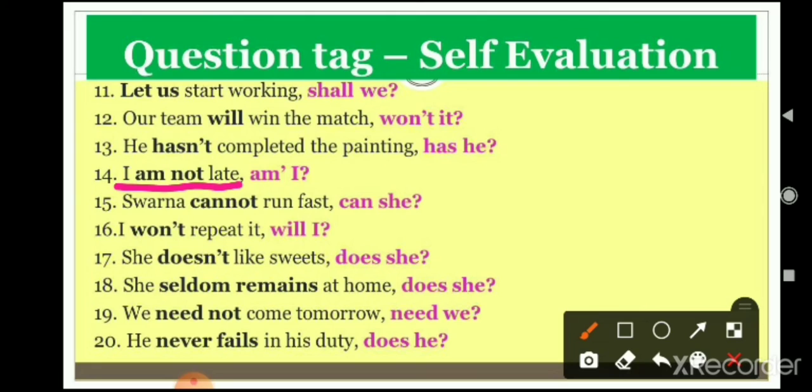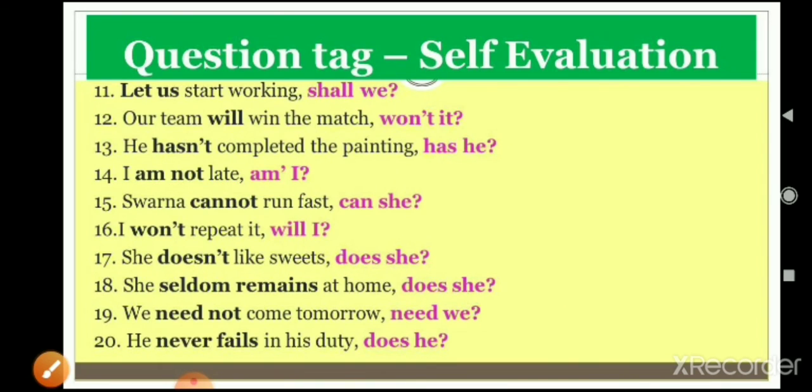I am not late. In case of negative sentence, using am auxiliary verb, we are supposed to frame the tag as am I. It is not aren't I. Okay, we are not supposed to frame as aren't I. It is am I. Swarna cannot run fast. Can she? I won't repeat it. Will I? She doesn't like sweets, does she?